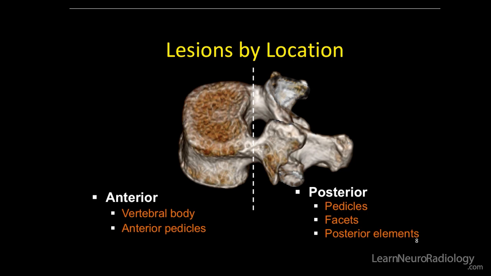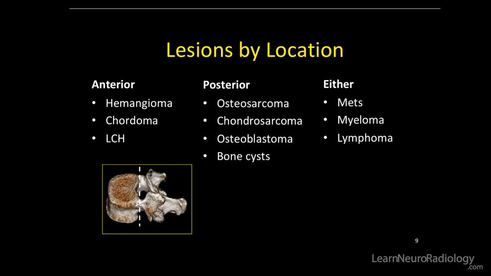So lesions by location: the vertebra is split into half, anterior and posterior. The anterior component is made up of the vertebral body and the anterior third of the pedicles. The posterior component is the posterior 2/3 of the pedicles, the facets, and the posterior elements. And if you have a lesion centered predominantly in the anterior half, you want to think about things like hemangioma, chordoma, and LCH. If it's in the posterior half of the vertebra, you can think about osteosarcoma, chondrosarcoma, osteoblastoma, and our ABC, UBC bone cysts. And if you have lesions that can go anywhere in either the anterior or the posterior component of the vertebra, such as Mets, myeloma, and lymphoma.